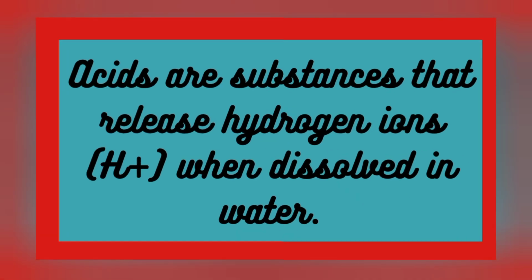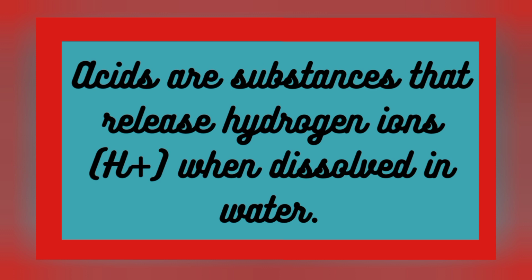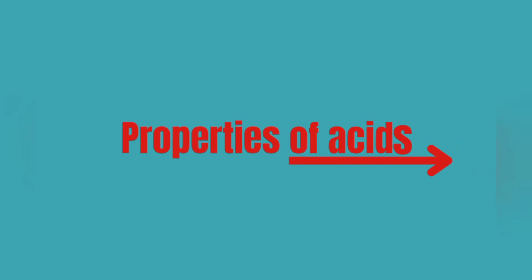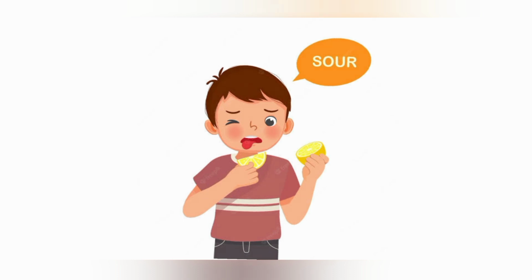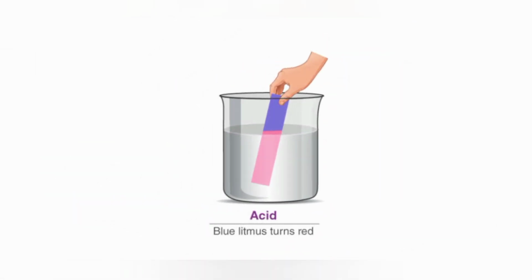By definition, acids are substances which produce hydrogen ions, or hydronium ions, or protons in water as the only positive ion in solution. Now, let's talk about the properties of acids. One of the easily identifiable properties of acids is that they taste sour, like in unripe fruits. Another easy property to identify is that they turn blue litmus red.